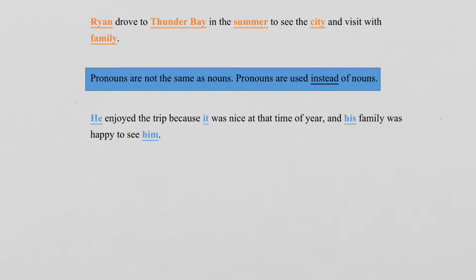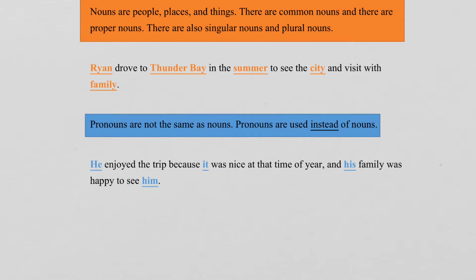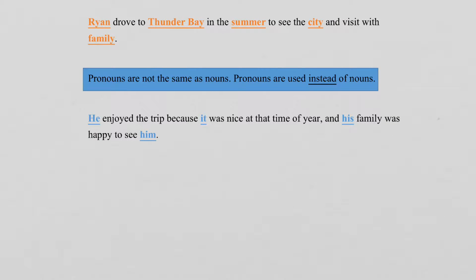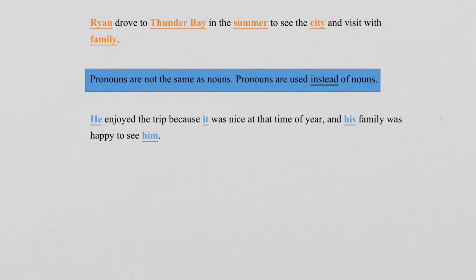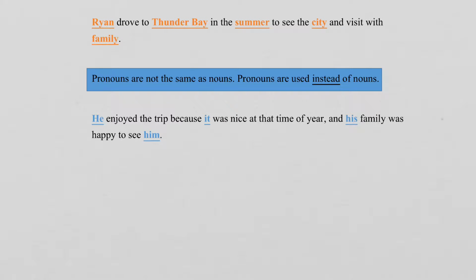Let's compare the two sentences so that I can explain the difference between nouns and pronouns. So remember, the first sentence has nouns in it. Right? Ryan drove to Thunder Bay in the summer to see the city and visit with family. Now this second sentence, I've underlined pronouns, right? He enjoyed the trip because it was nice at that time of year, and his family was happy to see him. So with pronouns, it really helps if you've used a noun right before you use a pronoun.